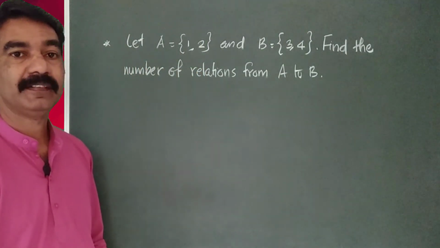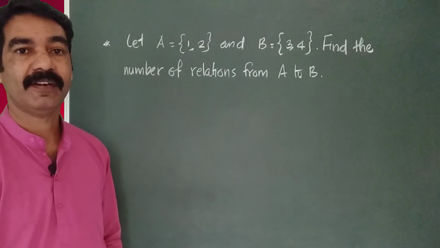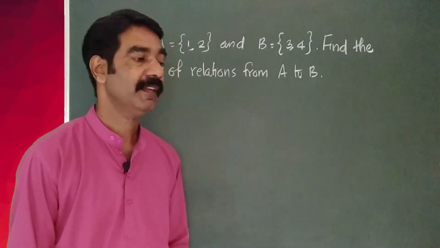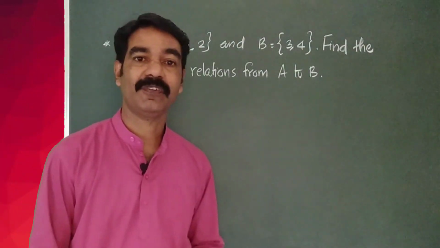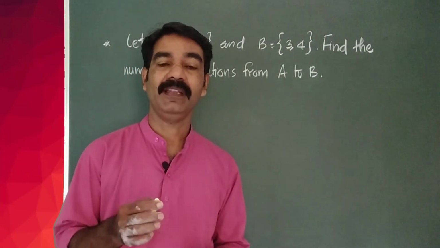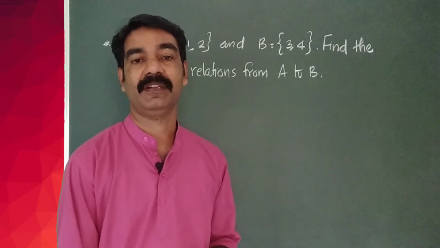Now the next example. Let A is equal to the set {1, 2} and B is equal to the set {3, 4}. Find the number of relations from A to B. എയിൽ നിന്ന് ബിയിലേക്ക് നമുക്ക് എത്ര റിലേഷൻസ് എഴുതാൻ സാധിക്കും എന്നാണ് ചോദിക്കുന്നത്.